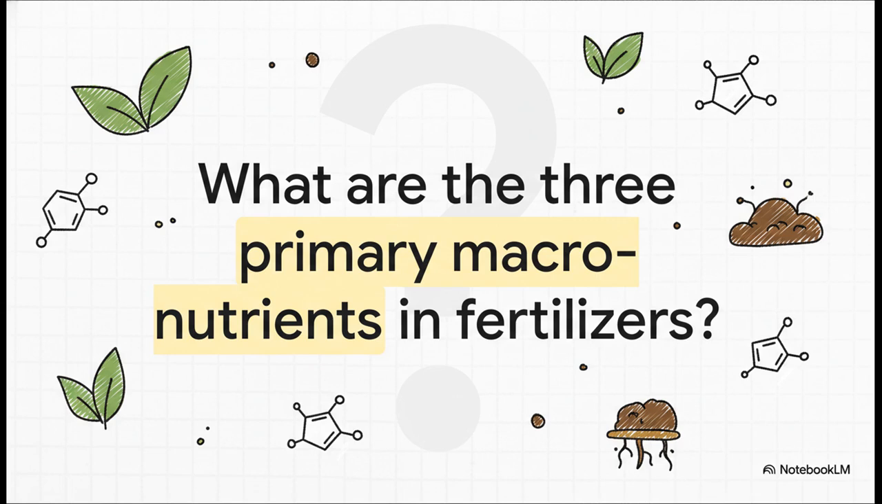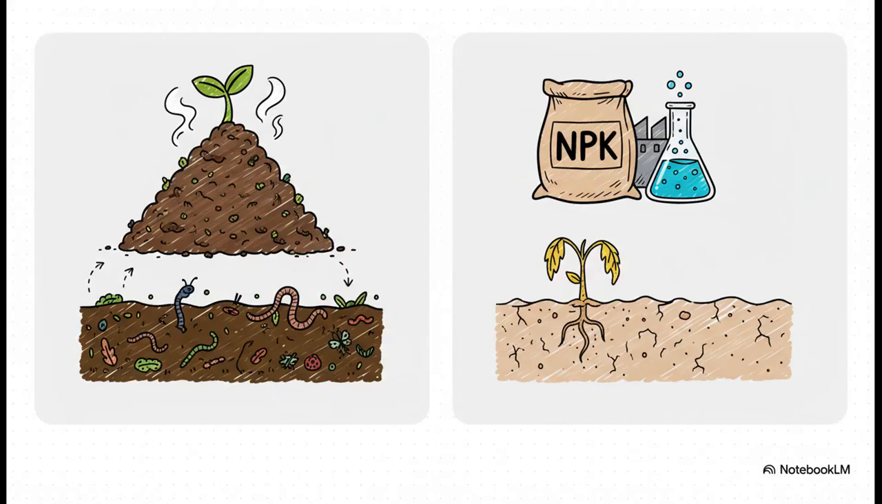Can you name the 3 main macronutrients that are often supplied to the soil using fertilizers? The hint is NPK. Do you remember? Yes, that's nitrogen, phosphorus, and potassium. Very good. And this leads us to another very important exam topic: the difference between manure and fertilizers.